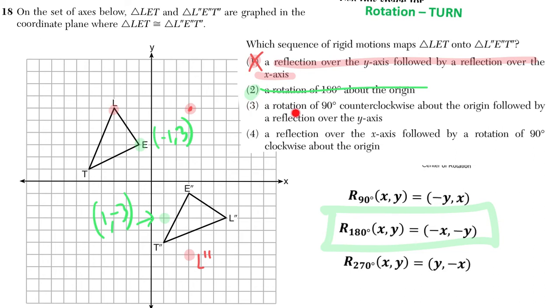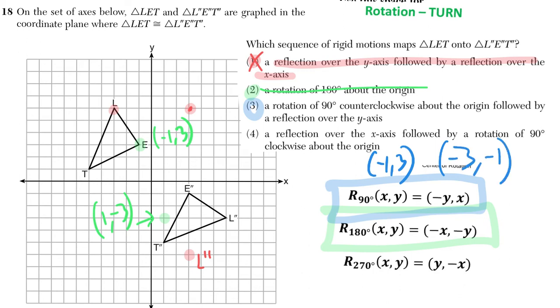Let's take a look at option number 3. It says a rotation of 90 degrees counterclockwise. So that's simply a 90-degree rotation. And then it says followed by reflection over the y-axis. So let's take a look at that. And you know, let's stay with point E. If it's a 90-degree rotation, and we just said that the coordinate is negative 1, comma 3, what do I know? I know that we're going to flip it, and so it's going to be negative 3, comma 1.